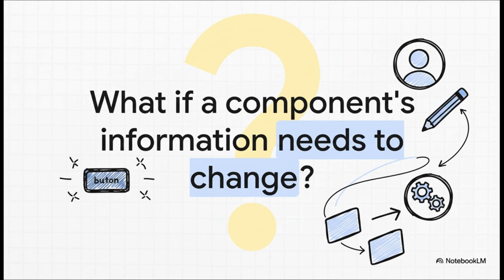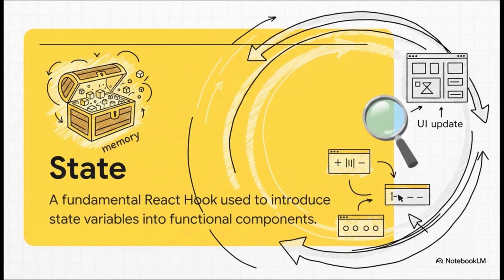A component is great at showing information, but what happens when that information needs to change? A counter needs to go up, a user needs to type into a form, a list of items needs to be updated. How do we handle that? The answer to that is a hugely important concept in React called state.